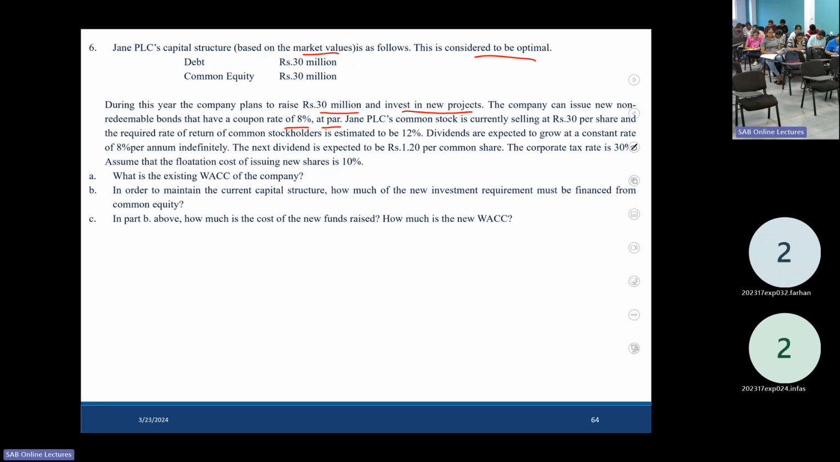JPSC's common stock is currently selling for 30 rupees per share, and the required rate of return for the shareholders is estimated to be 12%. Dividends are expected to grow at a constant rate of 8% per annum. The next dividend is expected to be 1.20 rupees per common share. Corporate tax rate is 30%. Assume that the flotation cost of issuing new shares is 10%. You are asked to find the existing weighted average cost of capital of the company in order to maintain the current capital structure.